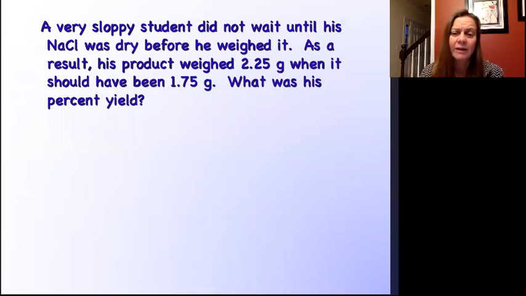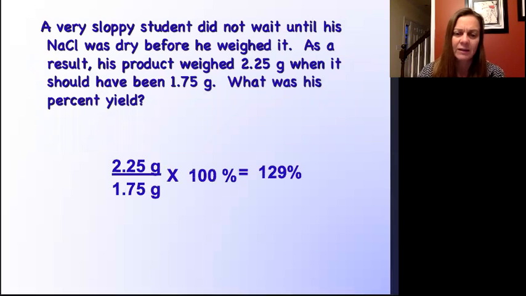And now we have a case of a student who was isolating sodium chloride, but he didn't wait for it to be dry before he weighed it. This might sound familiar to you all from your separation of a mixture lab at the beginning of the year. So as a result, his product weighed 2.25 grams when the theoretical yield should have been 1.75 grams. So what was his percent yield? Well, 2.25 grams divided by 1.75 grams times 100% equals 129%.